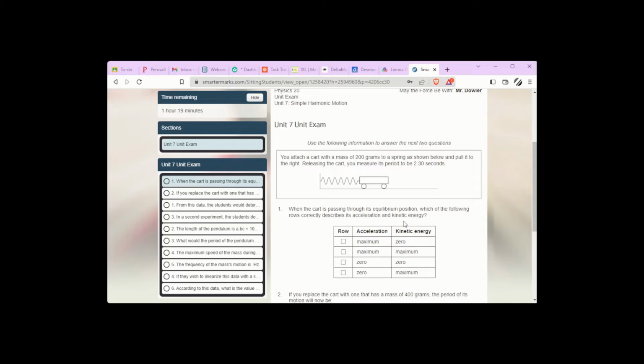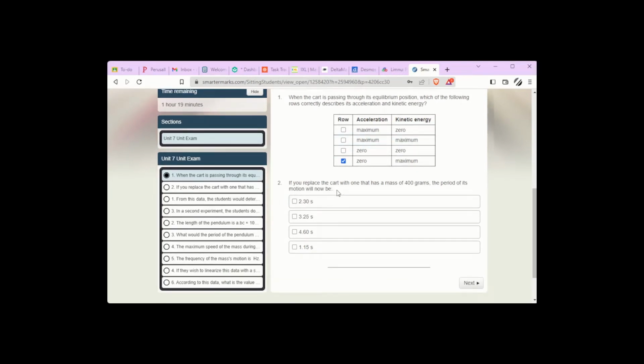So the equilibrium position, this is the point where the spring is neither pushing it left nor right, which means there is zero force, which means there's zero acceleration. That means there's zero potential energy, so all of the energy is kinetic. So that's a zero acceleration, maximum kinetic energy position.